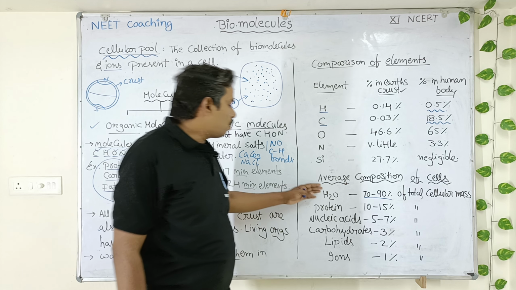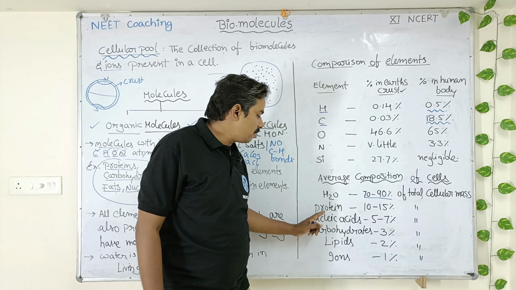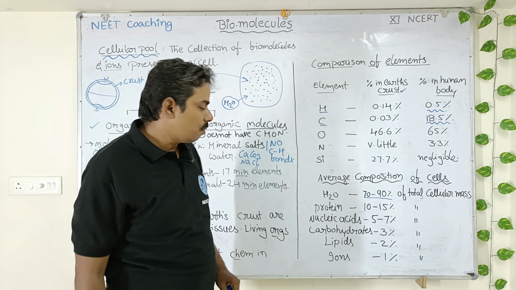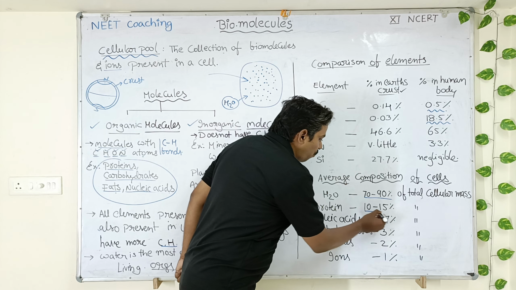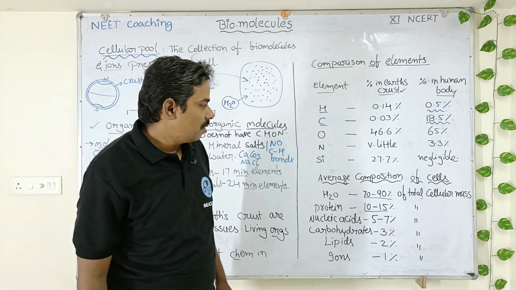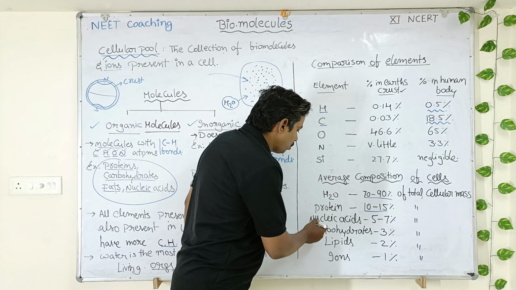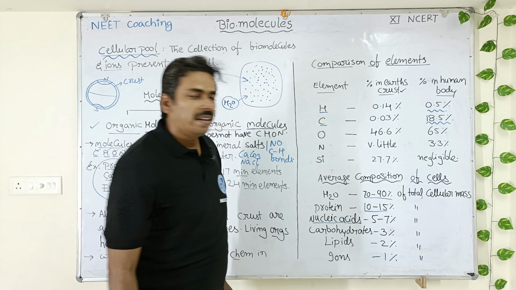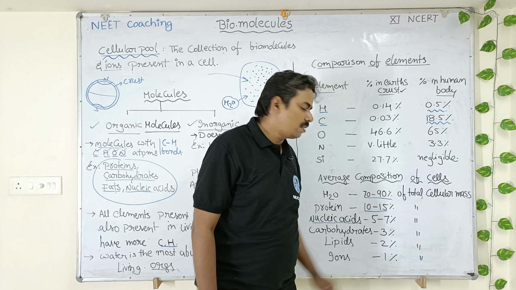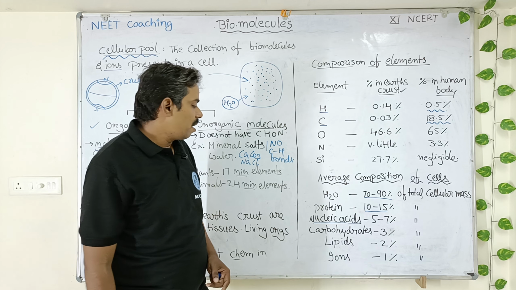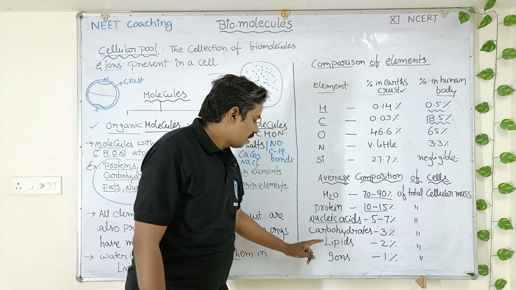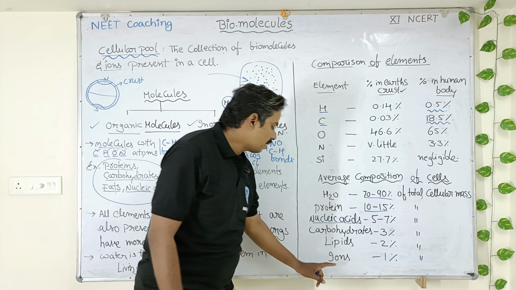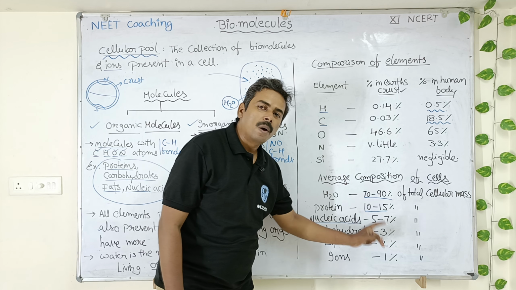Next to water, the second component is protein, which is a biomolecule and also an organic molecule. Its percentage is 10 to 15% of total cellular mass. Next, nucleic acids have 5 to 7% of total cellular mass. Next is carbohydrates, 3%, lipids 2%, and ions only 1%.